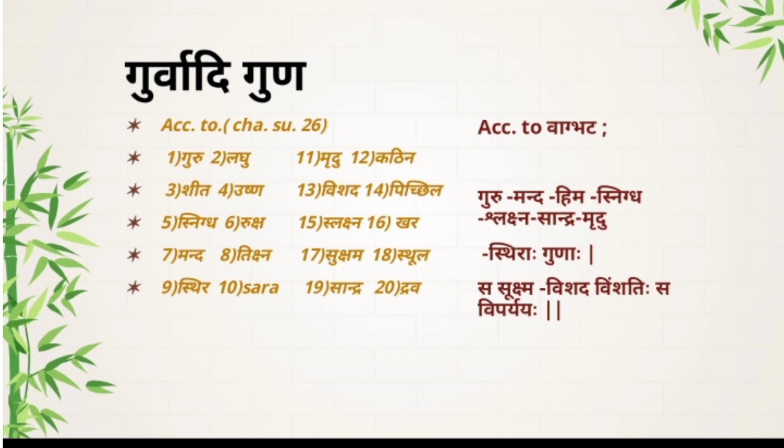We will see now. First, according to Charaka Sutrasthana 26th chapter, Guru Laghu Shita Ushna Snigdha Ruksha Manda Tikshna Stira Sara Mrudhu Kathina Vishada Pichila Laxana Khara Sukshma Stula Sandra and Drava are the 20 Guruvadhi gunas mentioned by Charaka. And according to Vagbhata, Gurur Manda Himasnigda Laxana Sandra Mrudu Stiraha Gunaha Sa Sukshma Vishada Vimshatihi Sa Viparyayaha. So the gunas mentioned here are 10 gunas, and another 10 gunas which are viparyaya, opposite to this, are considered as the 20 Guruvadhi gunas.